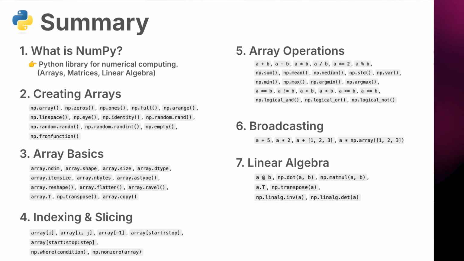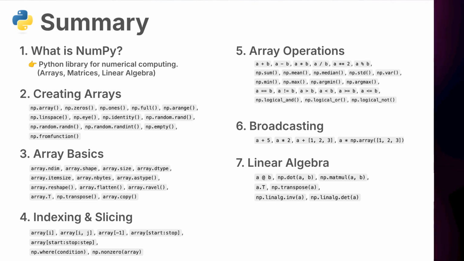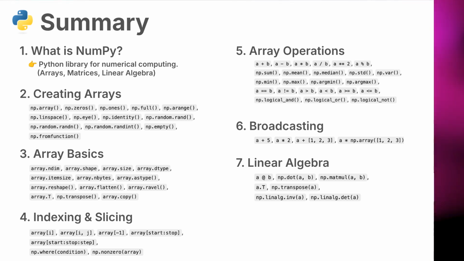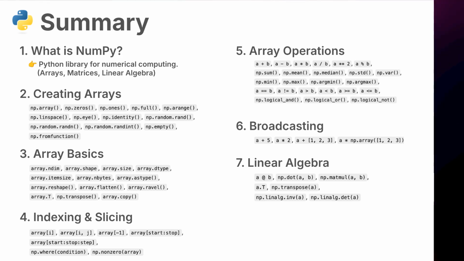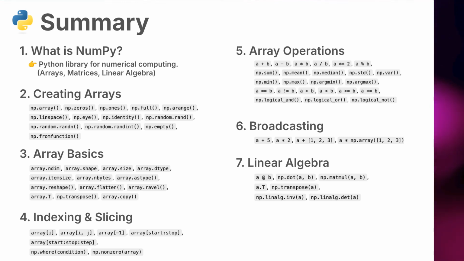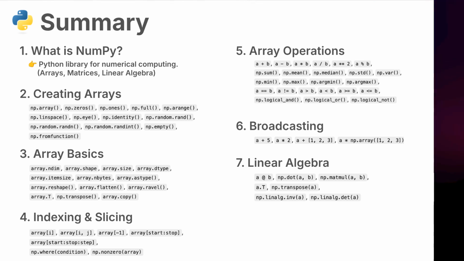2. Creating arrays. This section shows different ways to create arrays: manually with np.array, filled with zeros and ones, sequences with np.arange and linspace, identity matrices, random values, and empty arrays. 3. Array basics. These methods let you inspect and manipulate array properties like shape, size, and data type. You can also reshape arrays, flatten them, or transpose them for further operations.